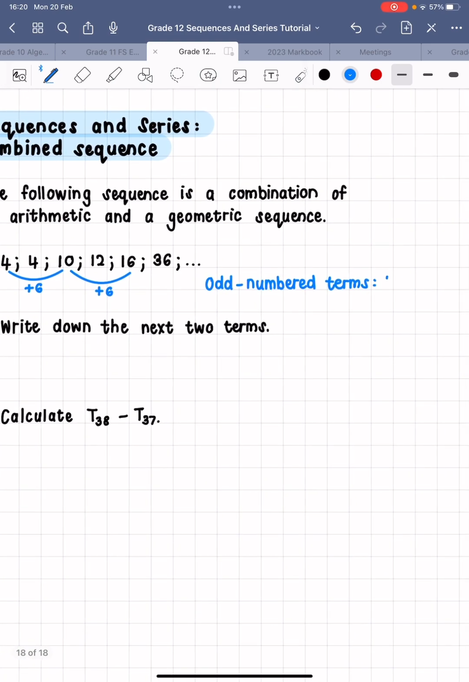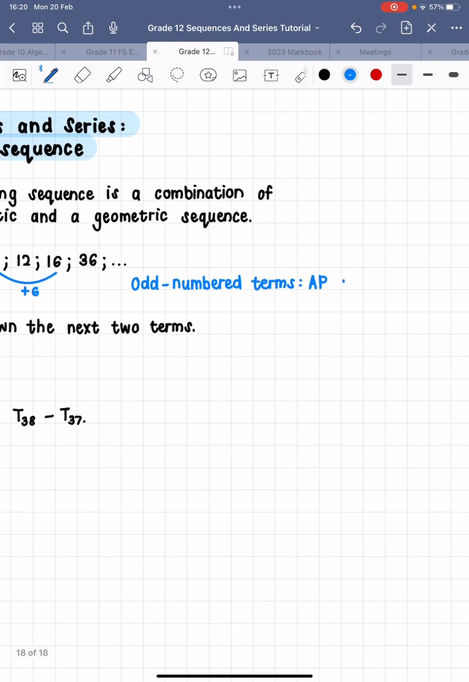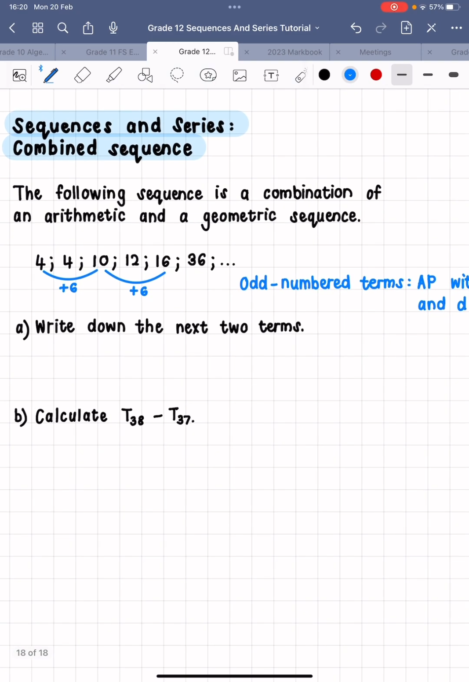So I'm just going to say here, AP, sometimes they actually use AP in the textbook, arithmetic progression. You can call it an AS as well, it's arithmetic with an A value of 4. The first term of that specific number pattern is 4, and the difference is 6. Alright, so those are the odd number terms.